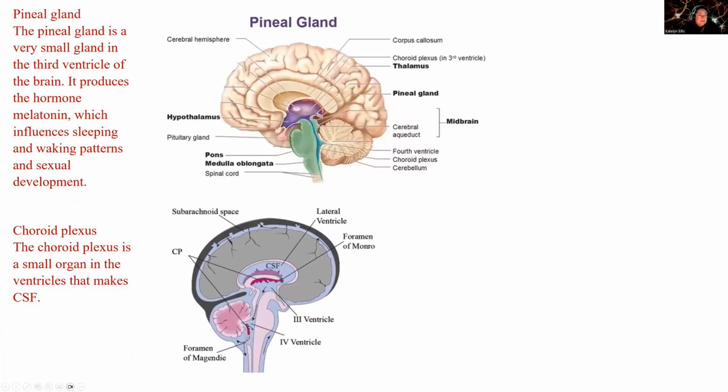The pineal gland is a very small gland in the 3rd ventricle of the brain. It produces the hormone melatonin, which influences sleeping and waking patterns as well as sexual development.